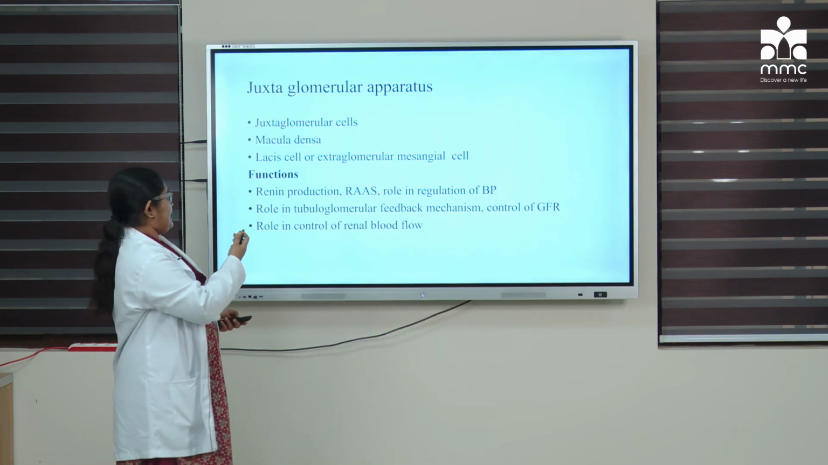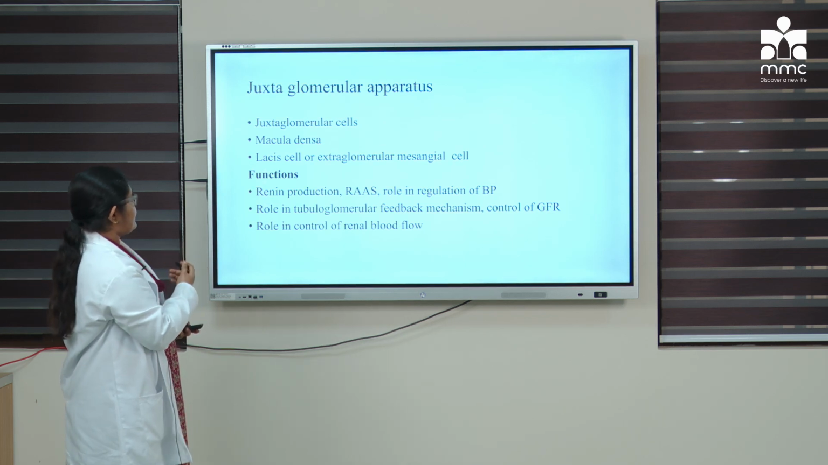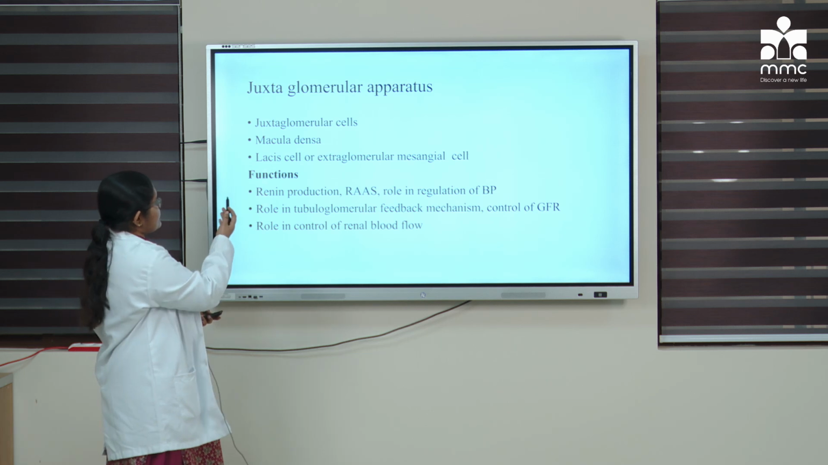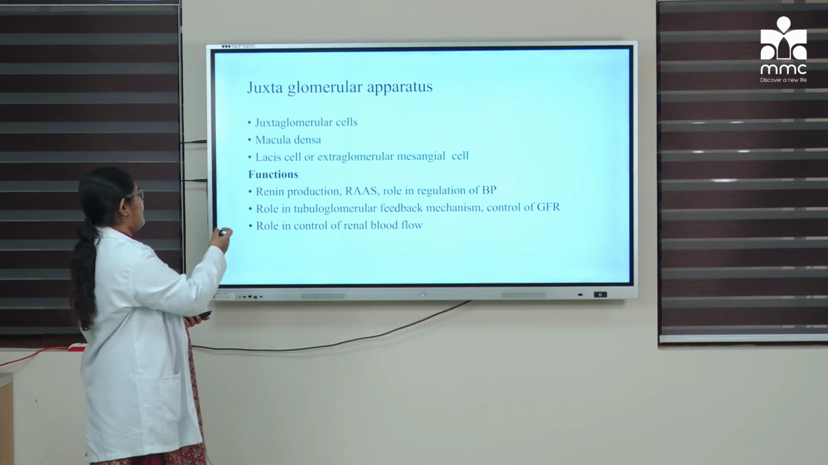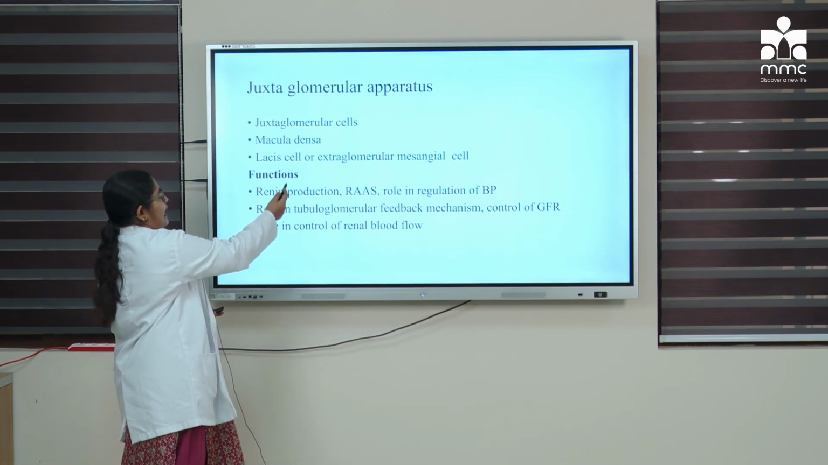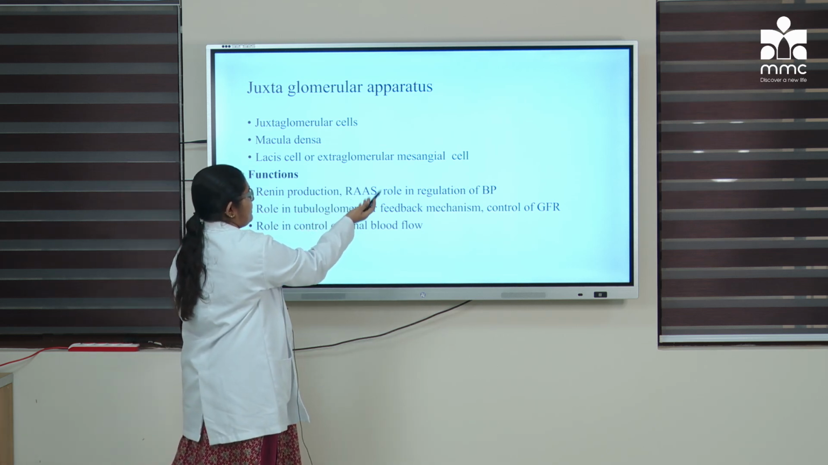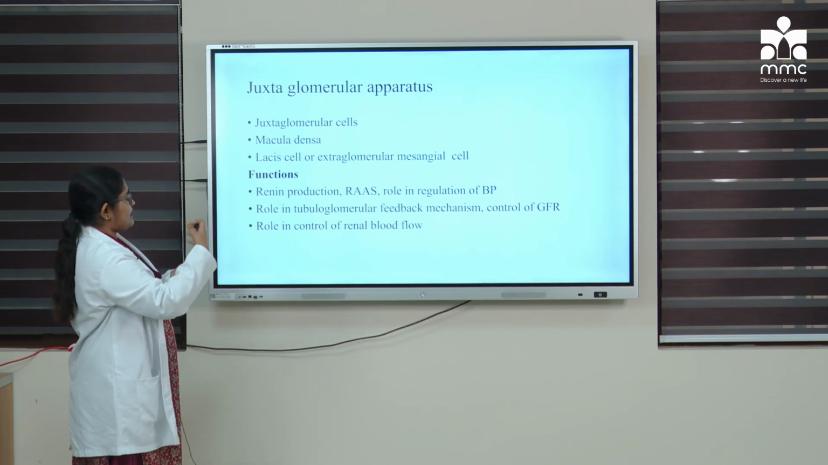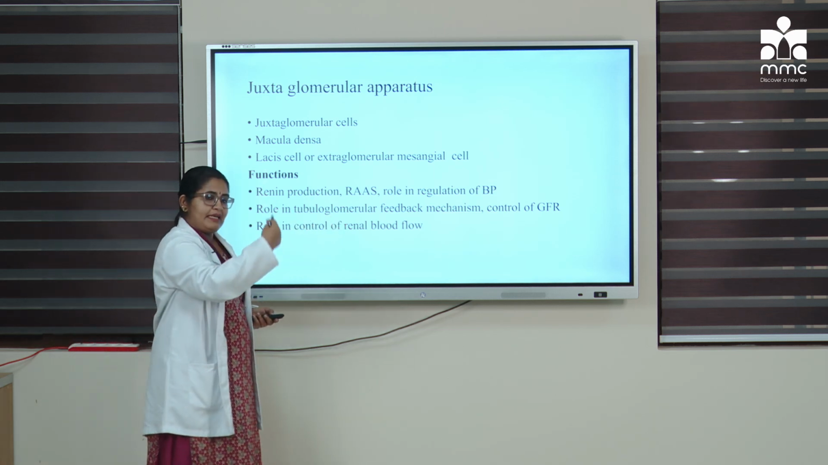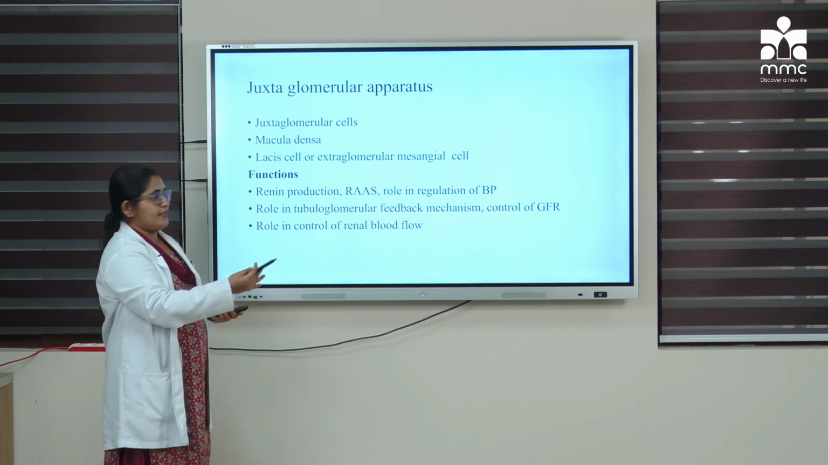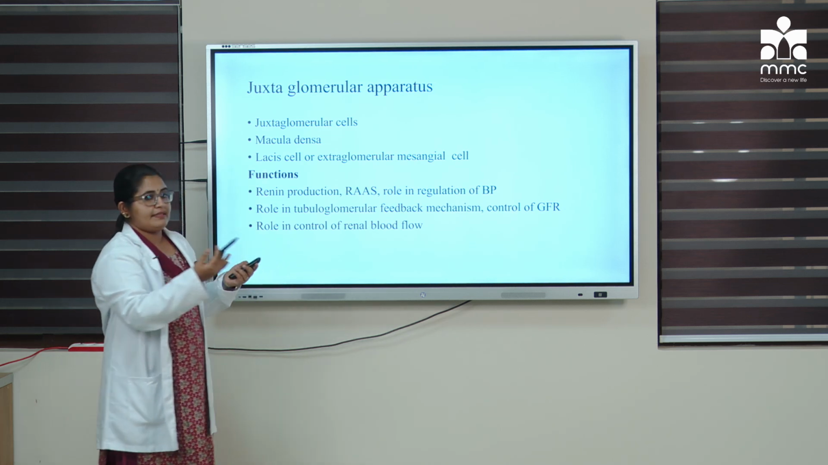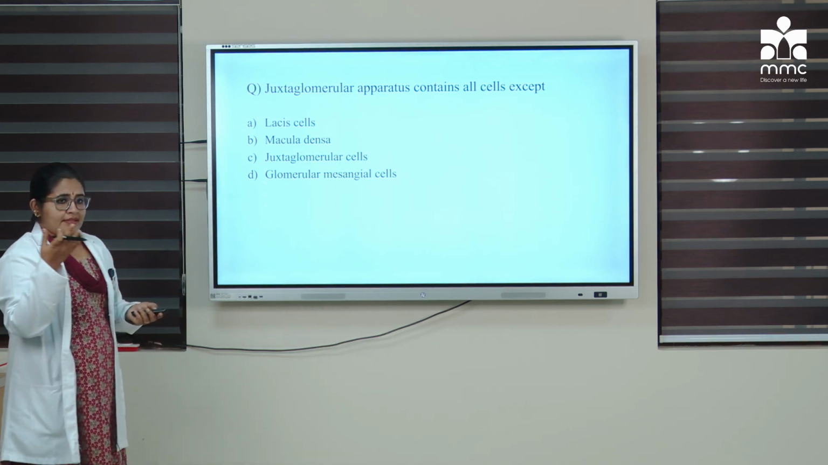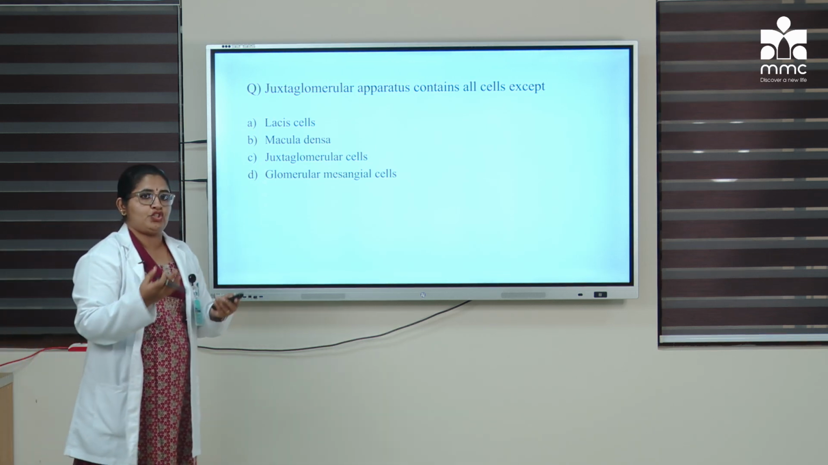So, the components once again are the juxtaglomerular cells, the macula densa and the Lacis cells or the extraglomerular mesangial cells. As for the functions, the juxtaglomerular cells contain granules. Granules release renin as and when required, and through the renin angiotensin aldosterone system, it has a role in the regulation of blood pressure. The macula densa is involved in the tubuloglomerular feedback mechanism and thus controls the GFR, and hence the juxtaglomerular apparatus has a role in the control of the renal blood flow. Now, this JG apparatus as such can be asked as a short note.